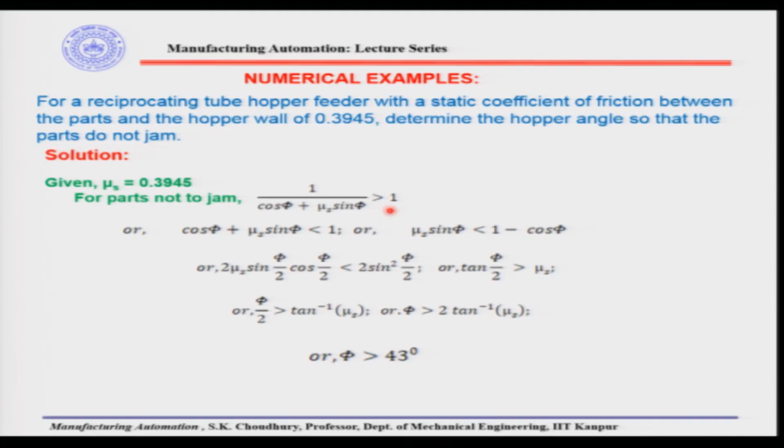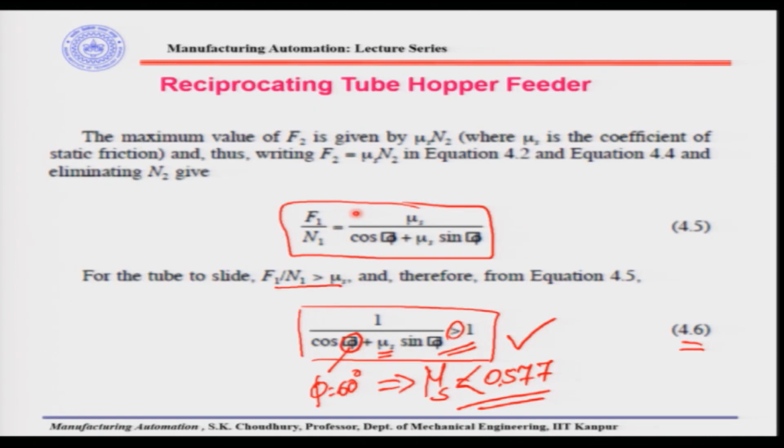If the expression is equal to 1 or less than 1, the parts are jamming or about to jam. Equal to 1, we said, is the limiting condition. So, therefore, 1 upon (cos phi plus mu s sin phi) should be more than 1. This is the one which we have taken. If you see this equation, this is the one that we have derived finally. Okay.